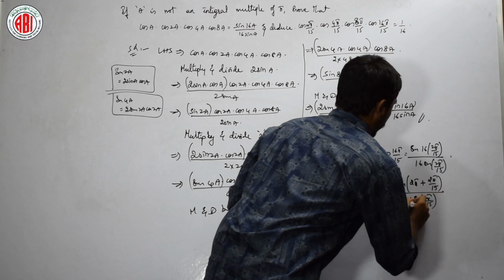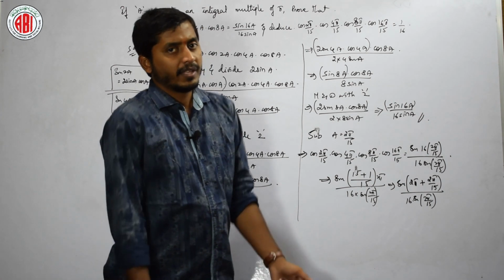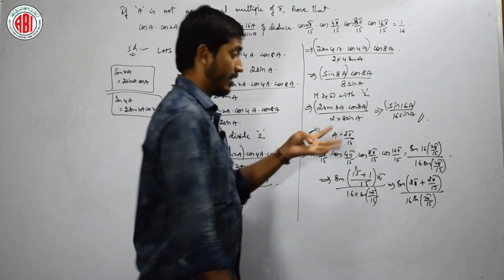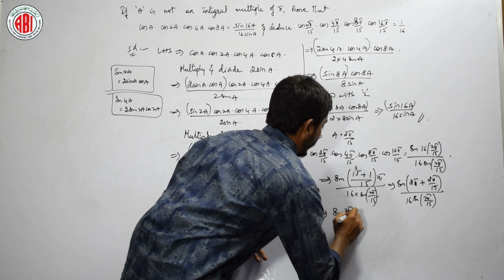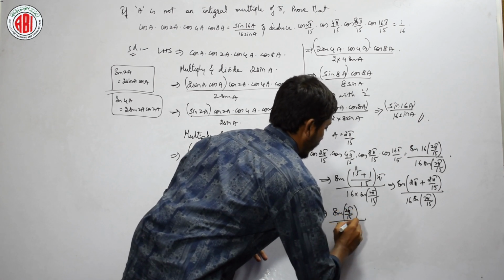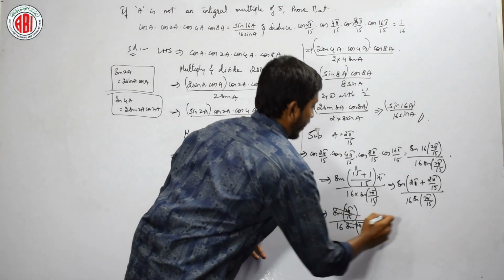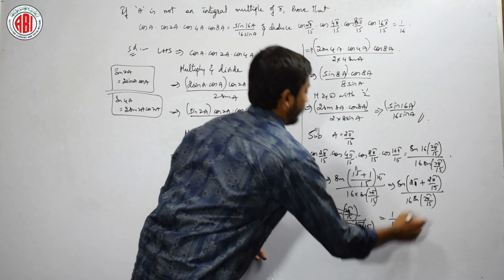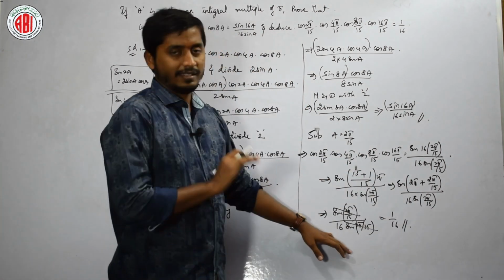What is sin of 360 plus theta? That is nothing but, in the first quadrant, sin 2 pi by 15 whole divided by 16 sin 2 pi by 15. These both will get cancelled. Answer is 1 by 16, isn't it? Yes or no? Did you get the answer?